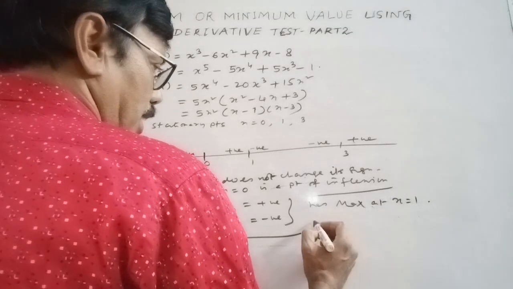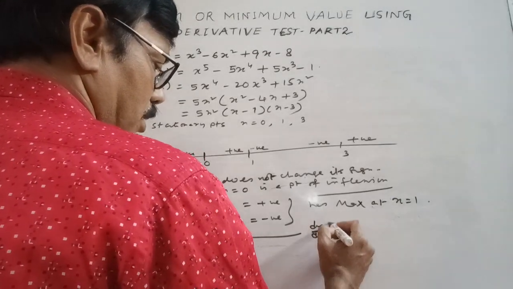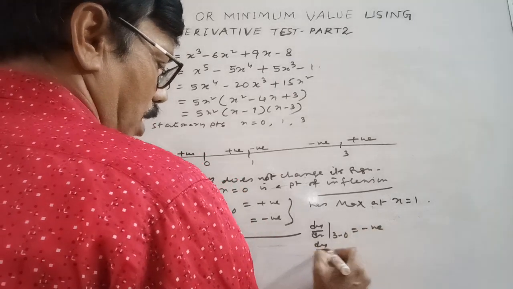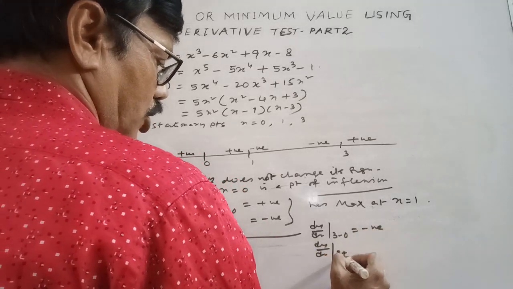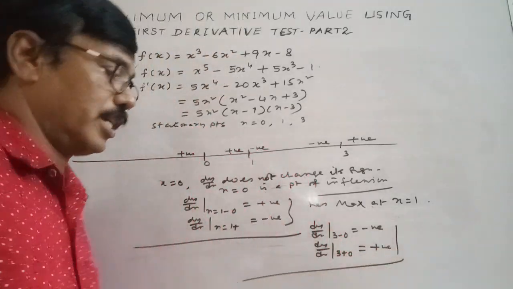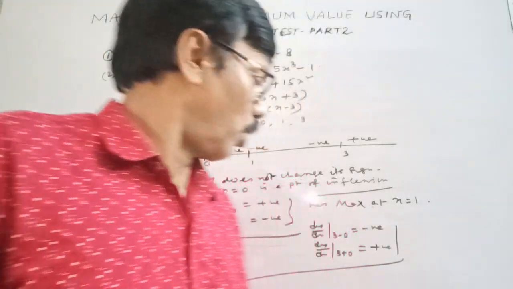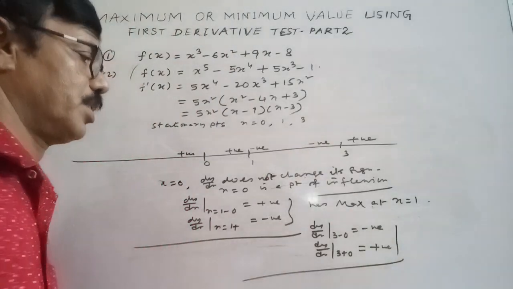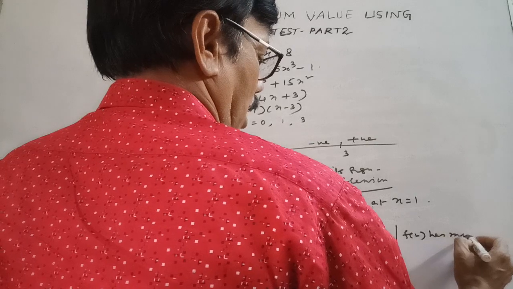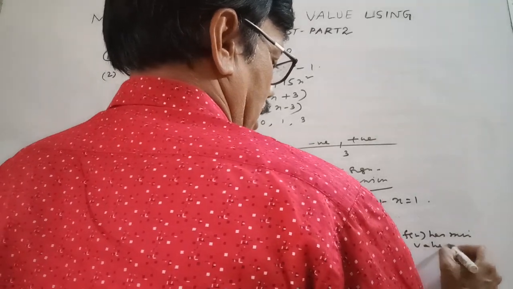Now dy by dx at 3 minus 0 is negative. Dy by dx at 3 plus 0 is positive. So dy by dx changes its sign from negative to positive. So f(x) has a minimum value at x equals 3.